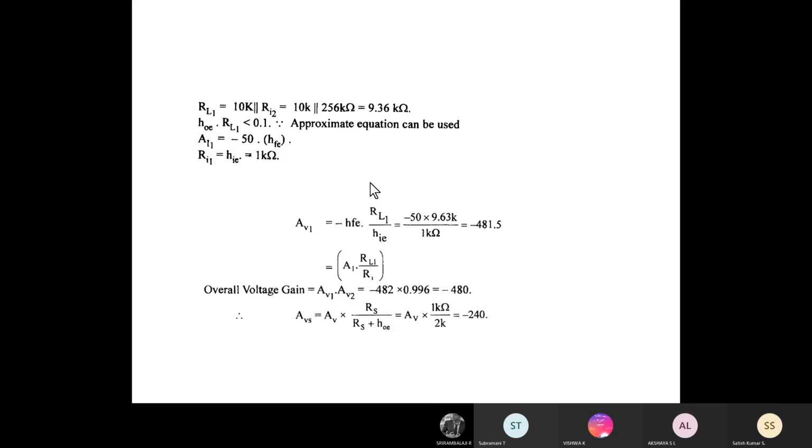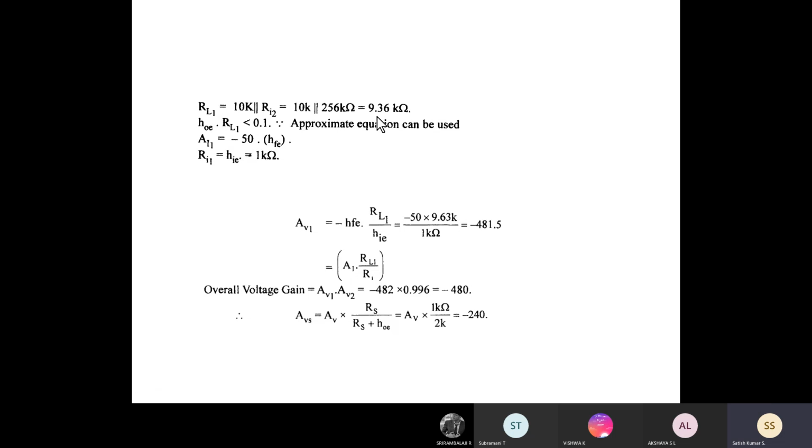Right. So we get the load resistance of the first transistor, because we are going to calculate the voltage gain at the first level. That value is 9.36 kilo ohm. Then we have already calculated the output impedance and RL1. We will multiply these two quantities. The output impedance is given, and RL1 we have now calculated. RL1 is 9.36.